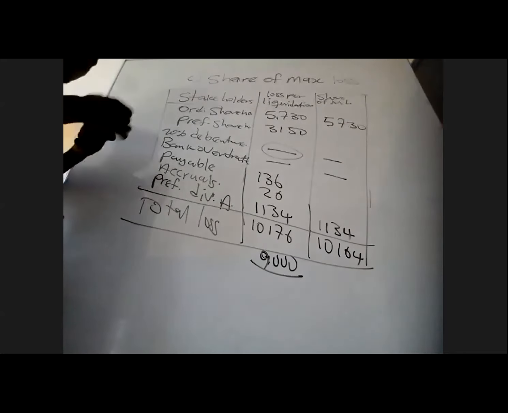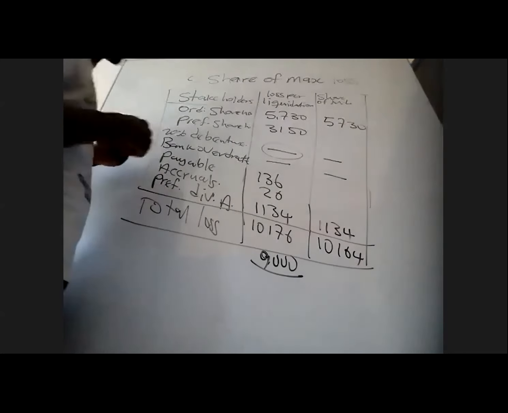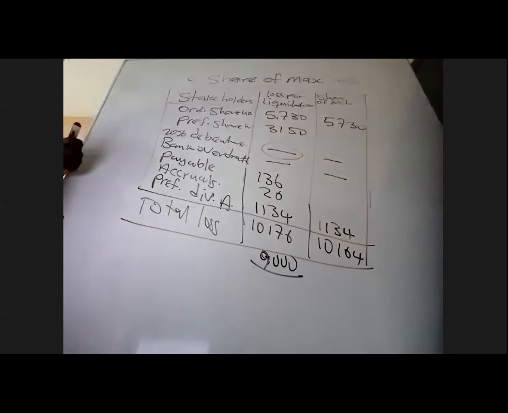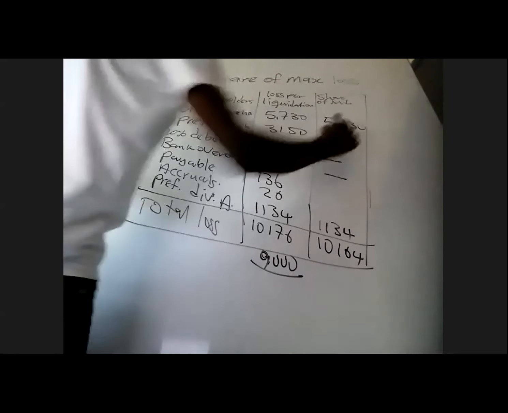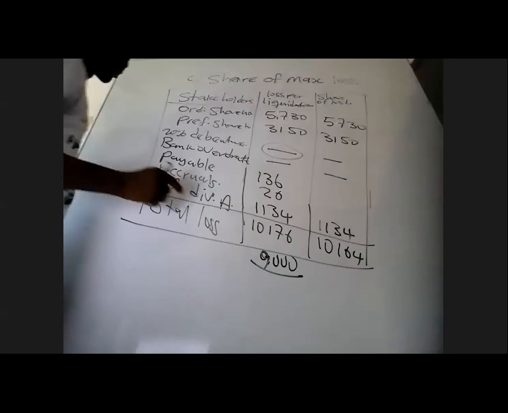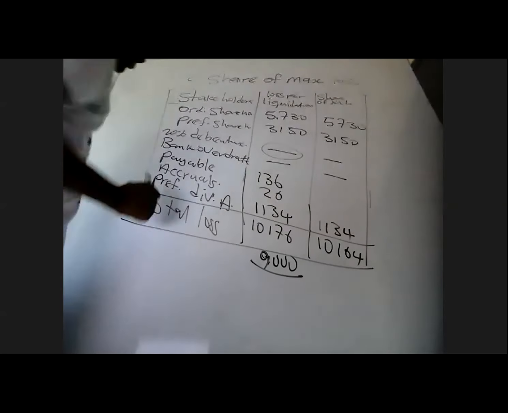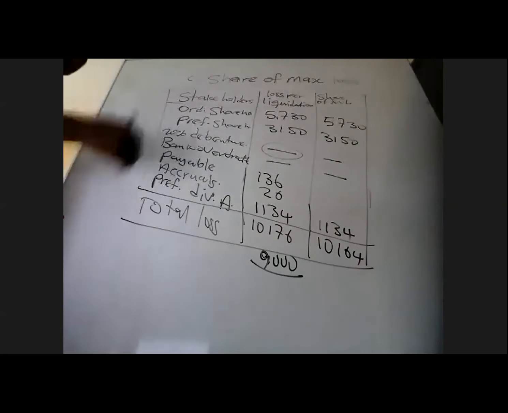Now the preference shareholders, let's also lose everything. Should they lose everything? It should be fair. Okay, let them lose everything. It is discretionary. You can let them lose everything, or you can decide to let them prorate it.